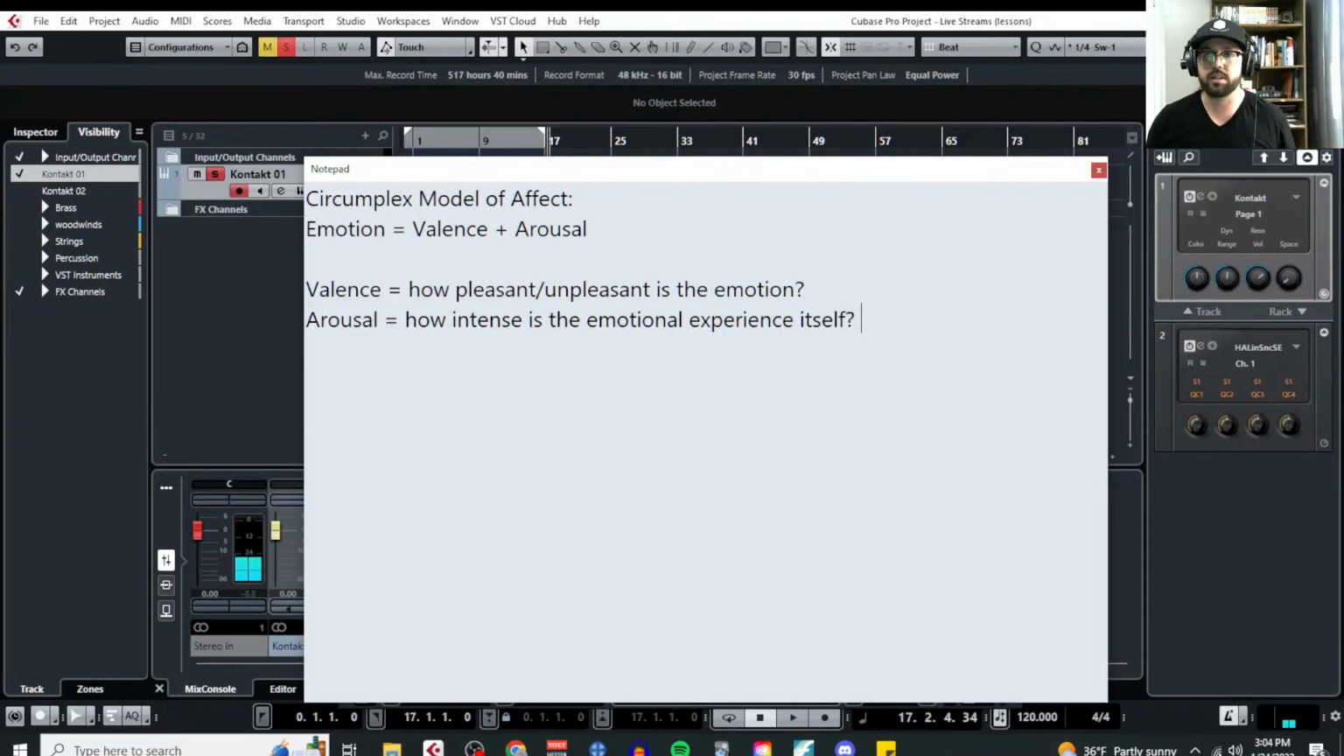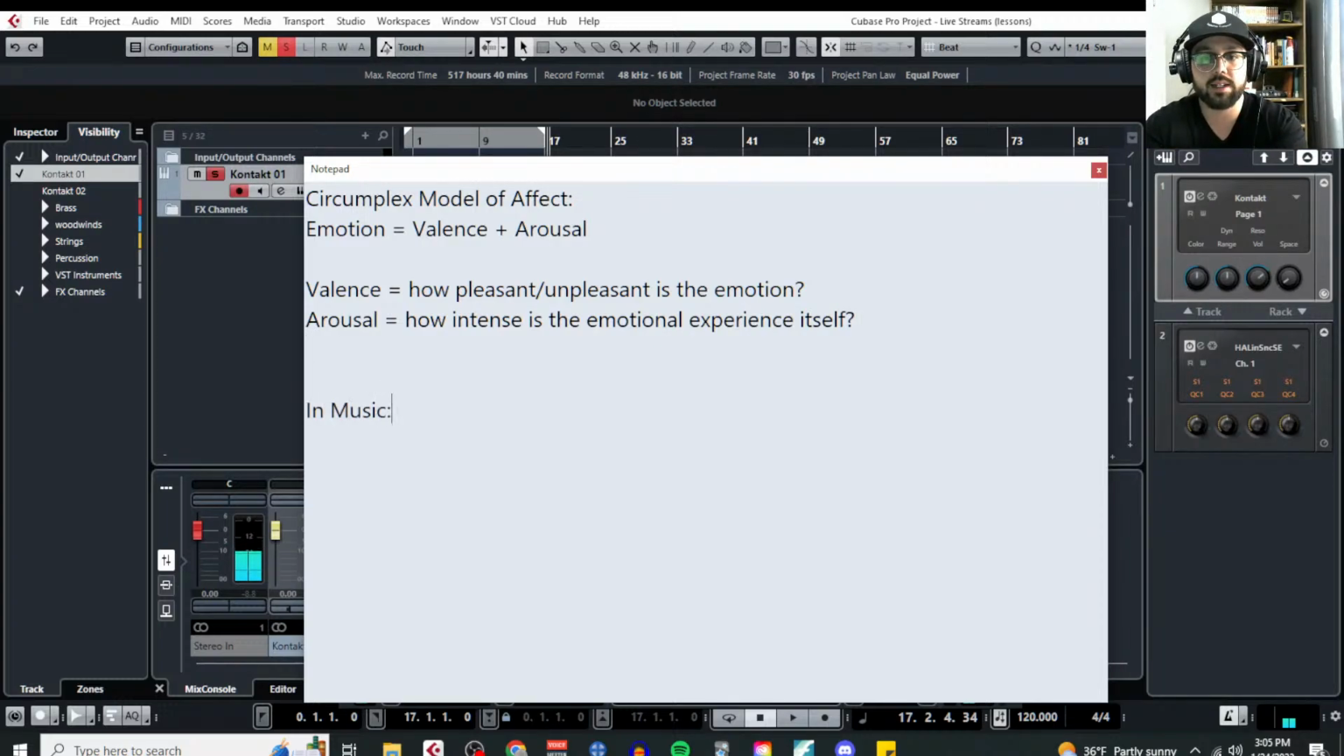This is the only thing you're focusing on. But this model basically explains that if you can figure out how pleasant or unpleasant an emotion is, and you can describe how intense that experience is, you've got a pretty strong description of that emotion. Now, the beautiful thing for us is that we can translate this to music.